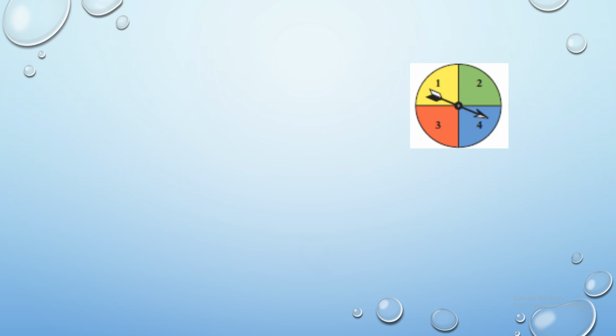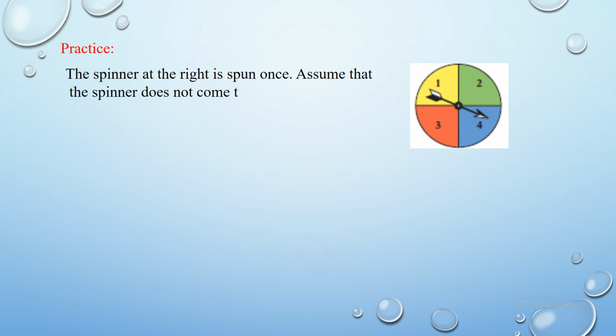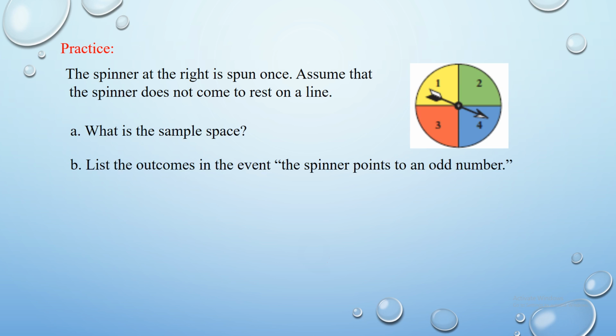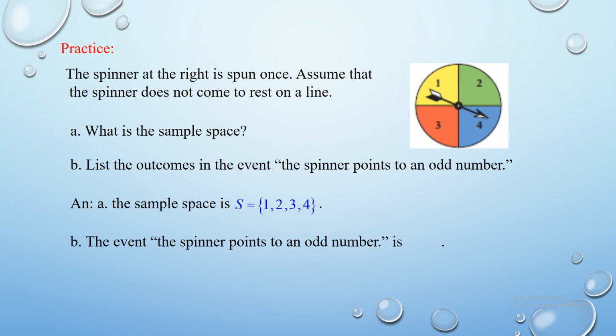Look at the spinner and do this exercise. The spinner at the right is spun once. Assume that the spinner does not come to rest on a line. A. What is the sample space? B. List the outcomes in the event: the spinner points to an odd number. As an answer, the sample space is. For B, the event the spinner points to an odd number is.